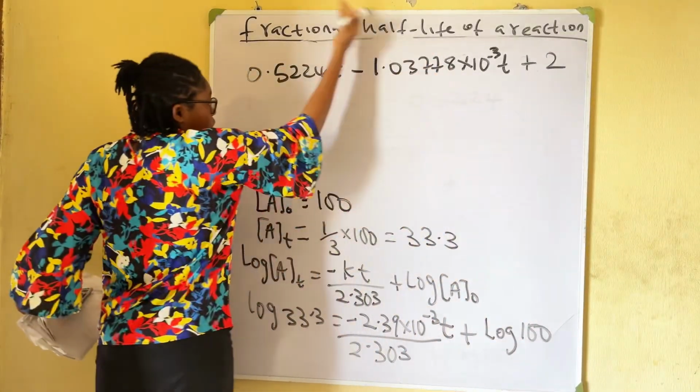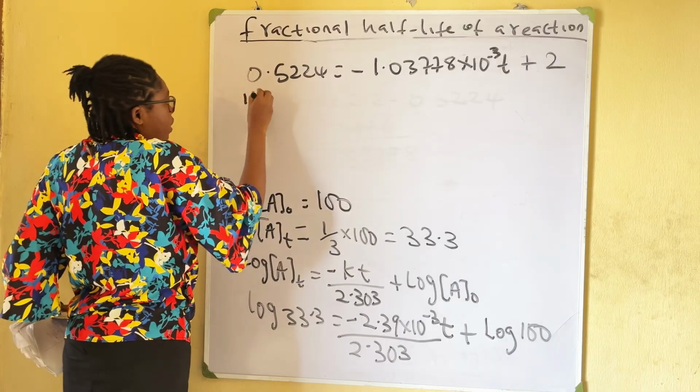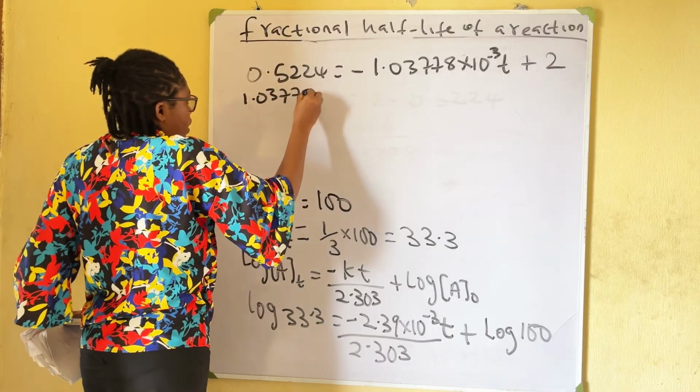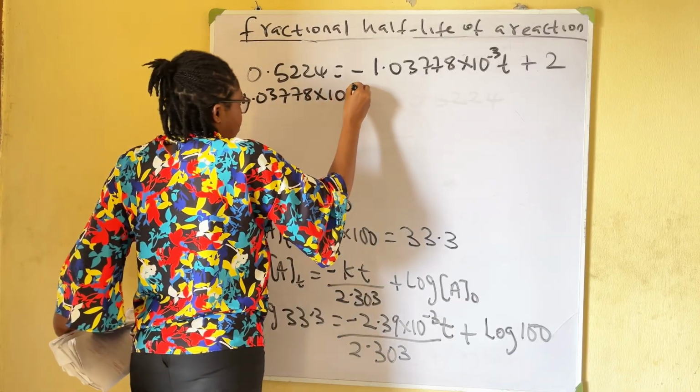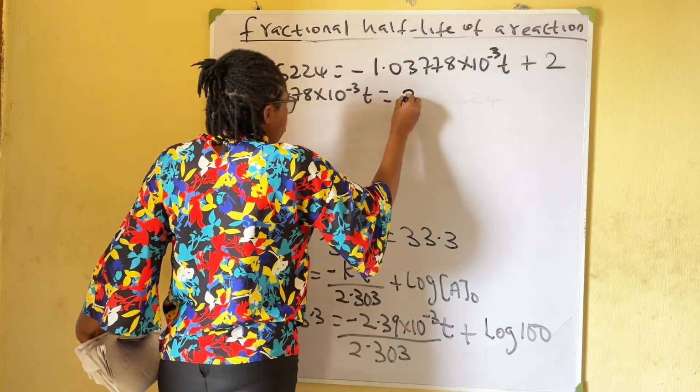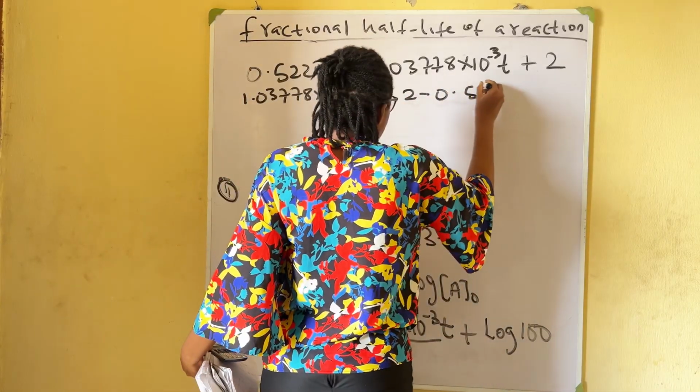So if you bring this value to this side, you'll be having 1.03778 times 10 raised to the power minus 3 T, it is equals to 2 minus 1.5224.